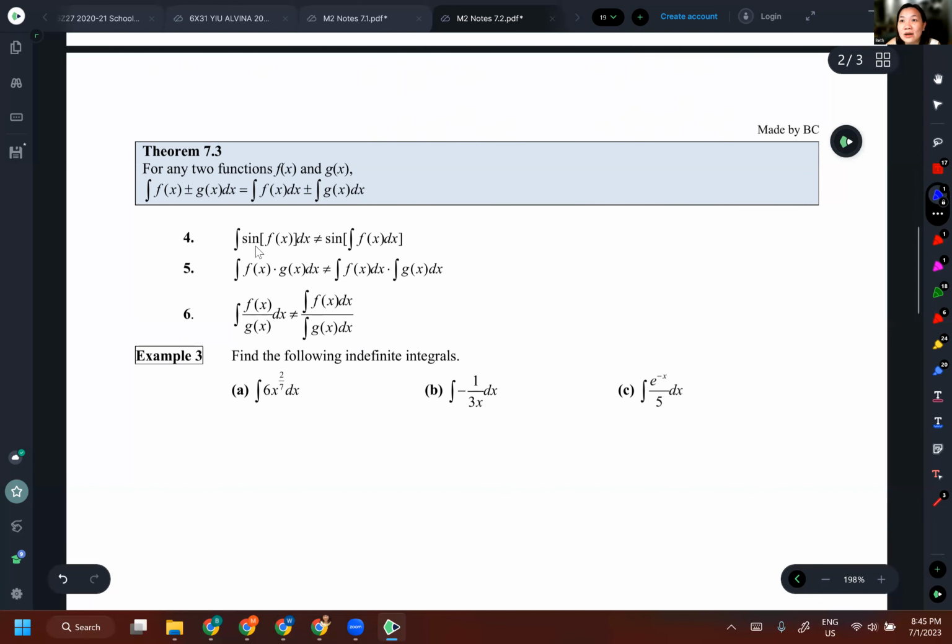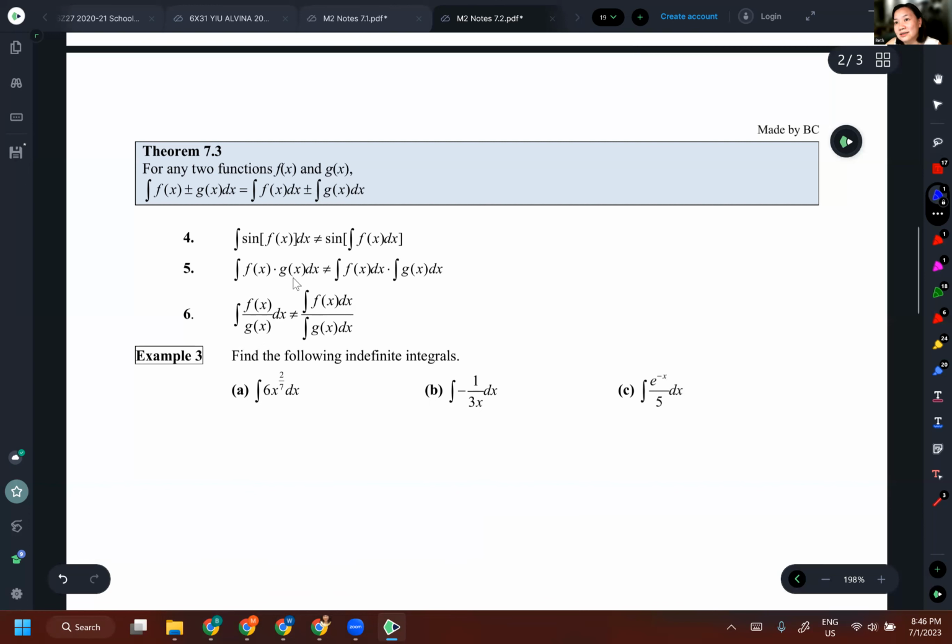For example, you cannot take out sine because sine is a function. You cannot integrate sine and change it to sine integrate. It's not going to be equal. I think in limit, you can do that. In limit, the sine of the limit is the limit of the sine. But in integration, you can't do that.